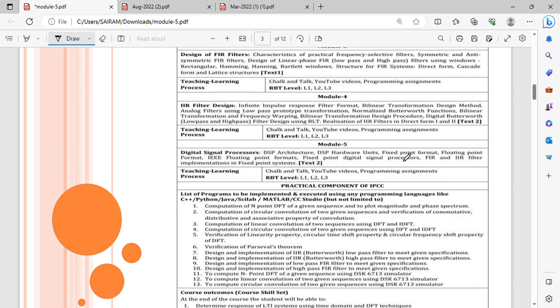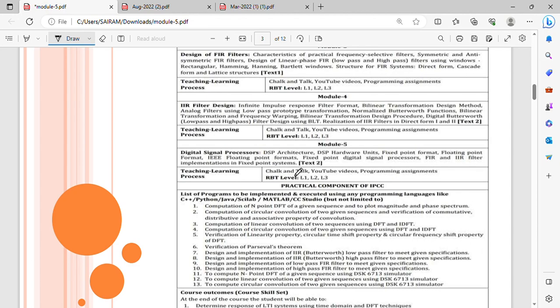And the third one is fixed point and floating point format, the different types of format with respect to DSP, that is fixed, floating, IEEE floating point format, and fixed point digital. Only these 3 you are going to learn here with respect to the format. And this is the fixed point digital signal processor. So he is telling you to discuss the digital signal processor with respect to fixed point, and then FIR and IIR filter implementations in a fixed point system.